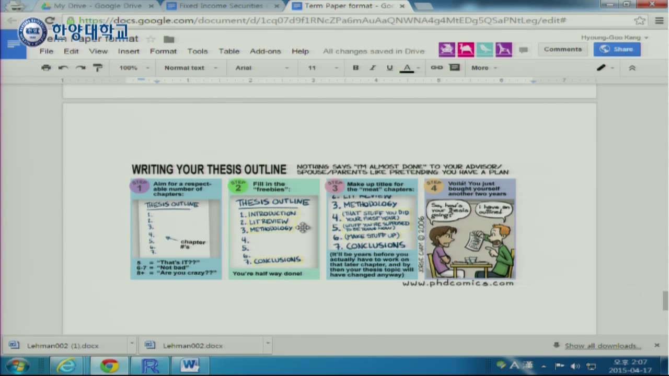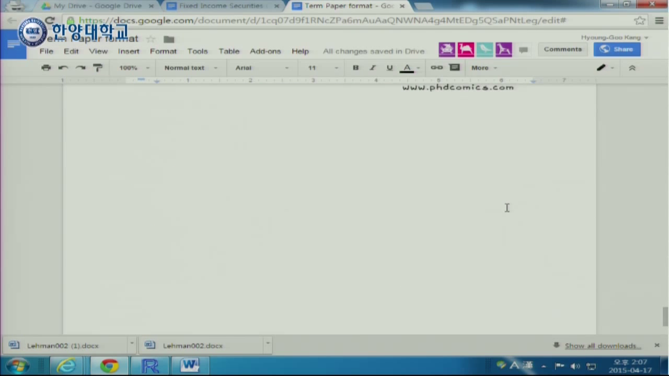Thesis outline: introduction, literature, methodology, conclusion. What stuff did you do? This is the meat chapter. This is the key part. Anyway, any question about your midterm exam?